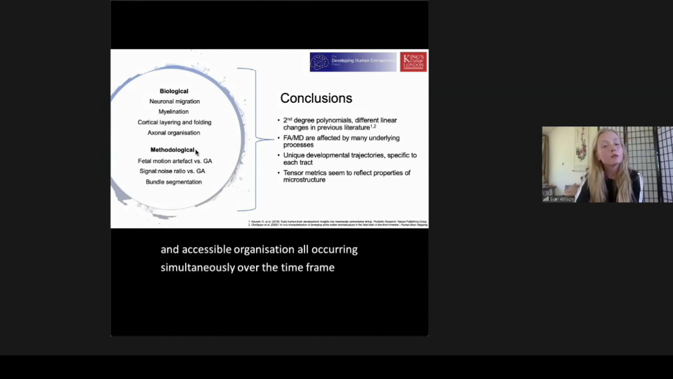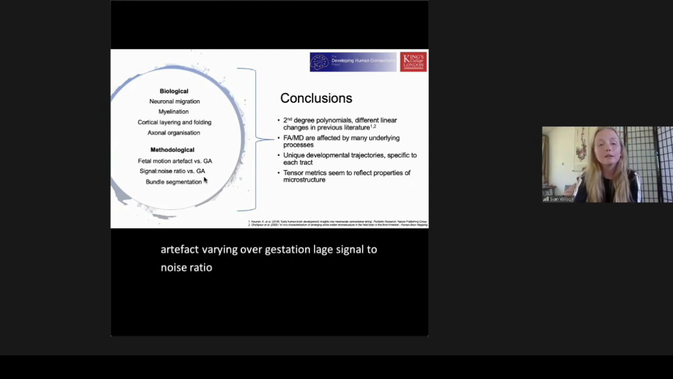But there are also methodological considerations. For example, fetal motion artifact varying over gestational age, signal-to-noise ratio varying over gestational age, and bundle segmentation. As the brain matures over the second to third trimester, the tracts that were passing through the brain may have been going through different tissues.